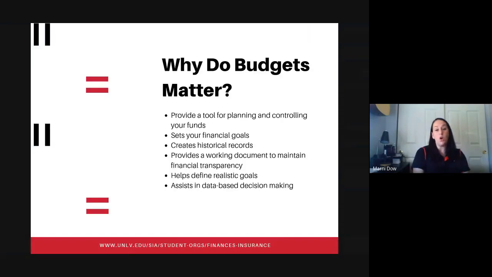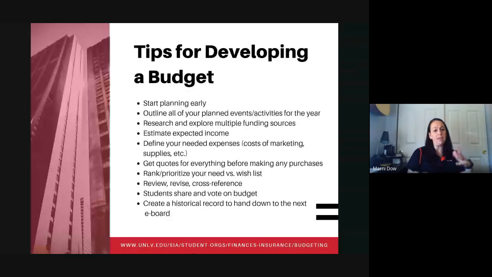Okay, budget. So this is another great way that advisors can really help our student org leaders. Budgets matter because they help provide the student organization with a planning tool on how they control their funds. It helps them set financial goals. It helps create historical records. And it provides a working document to maintain financial transparency. It also helps them make attainable but realistic goals and assists them in making data-based decisions. So helping them create their budgets is something you can do.